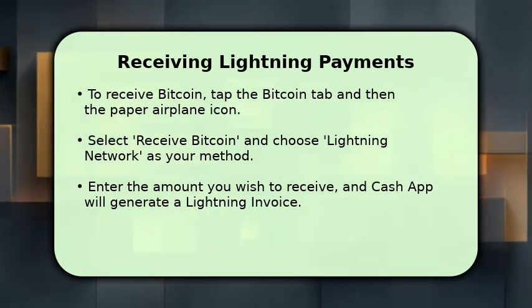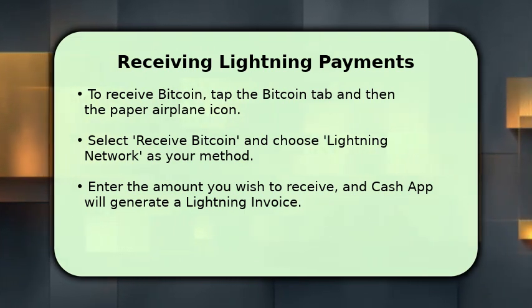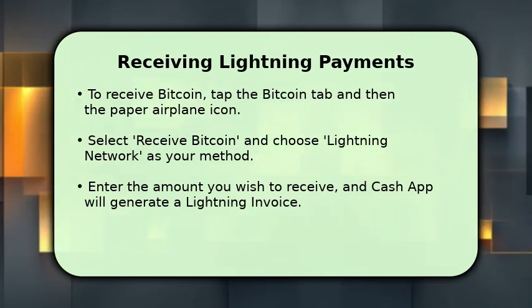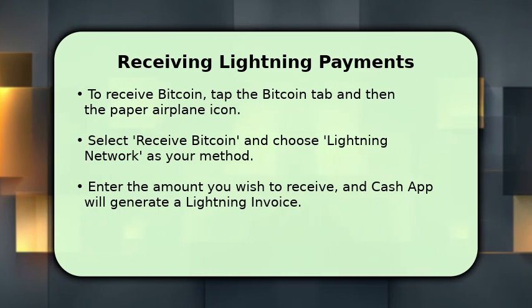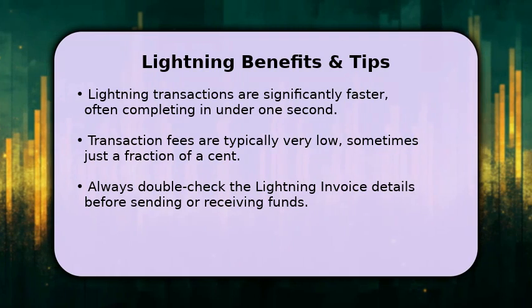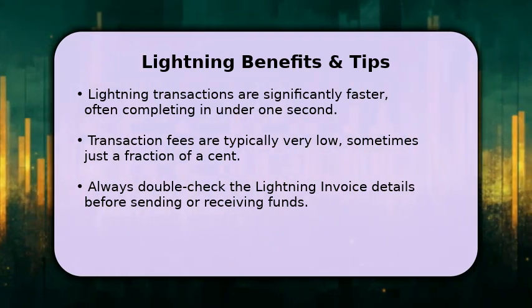Once you input the amount, the app will generate a unique Lightning invoice, presented as both a string of characters and a QR code. Share this invoice with the person sending you Bitcoin, and they can complete the payment quickly and efficiently. The primary advantages of using Bitcoin Lightning are its incredible speed and minimal transaction costs.